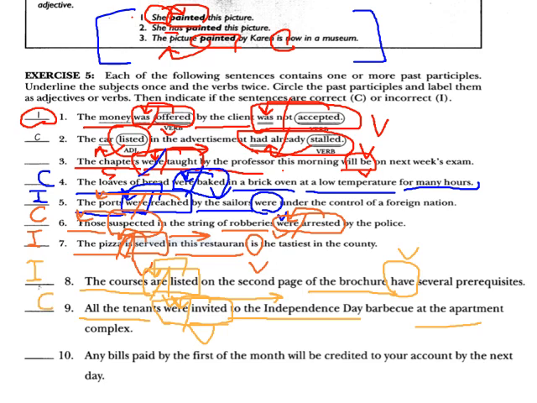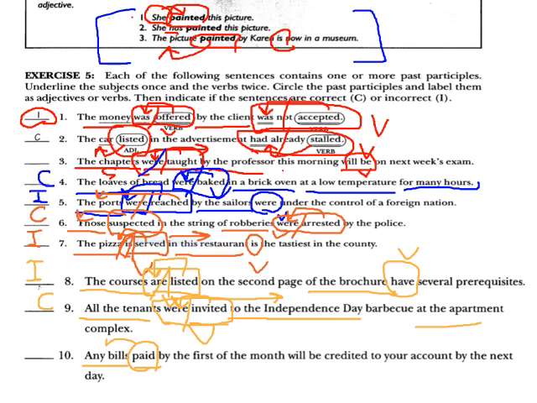Fine. Number 10, the last sentence. Any bills, this is the subject, paid. Okay, here this is past participle and it is alone. So we need to make sure that it is not simple past or it is an adjective. Okay, so we need to make sure what is this ed form or this form of the verb. Okay, paid here is an adjective.